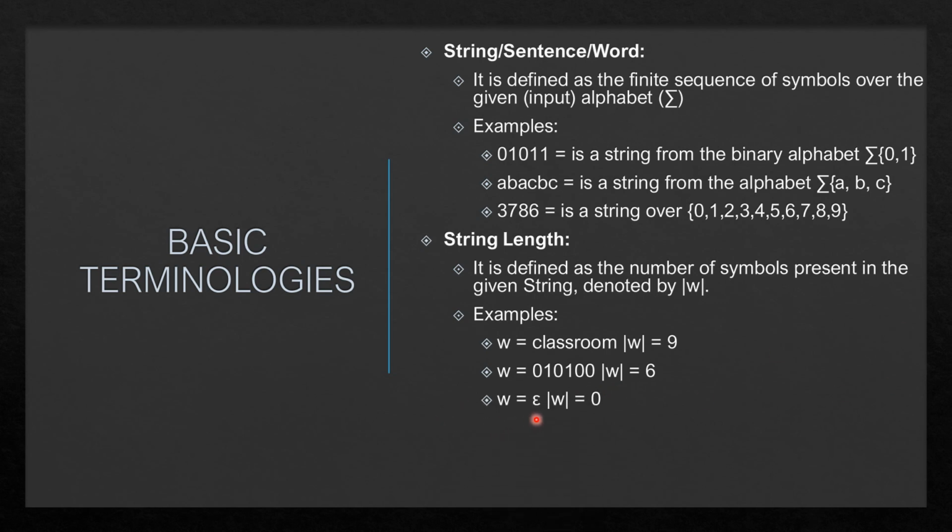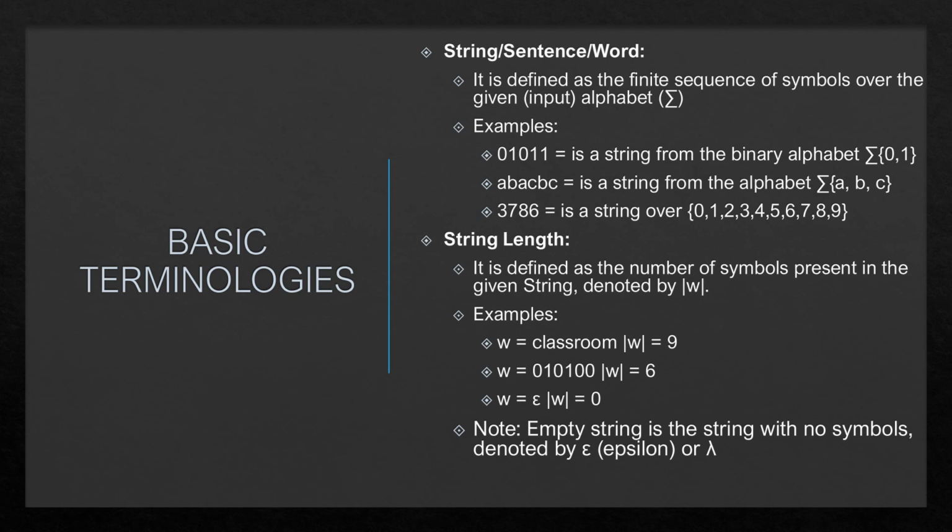If w is equal to epsilon, then mod of w will be equal to 0. This is just a short note that you need to remember: empty string is the string with no symbols, denoted by epsilon or lambda in some of the books.